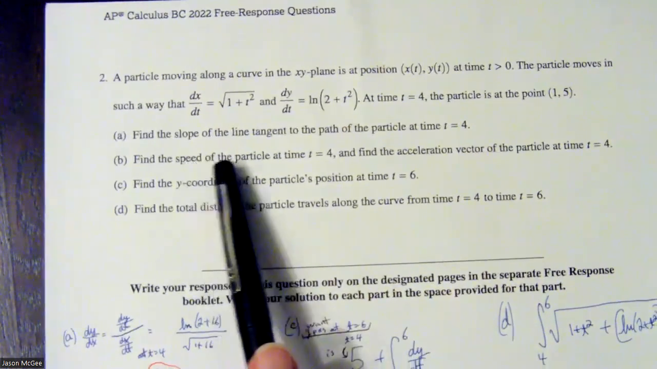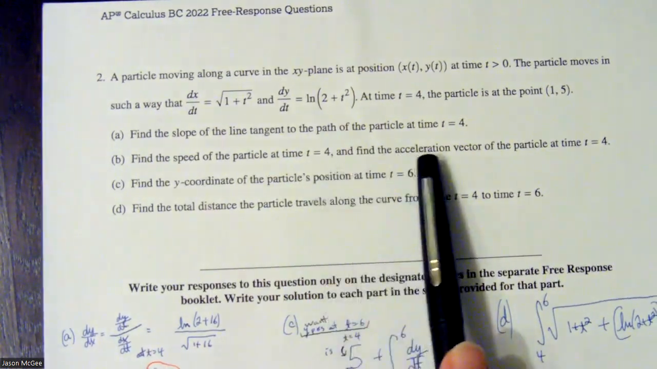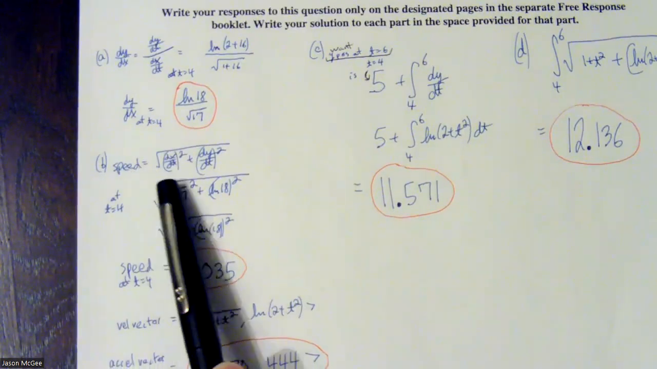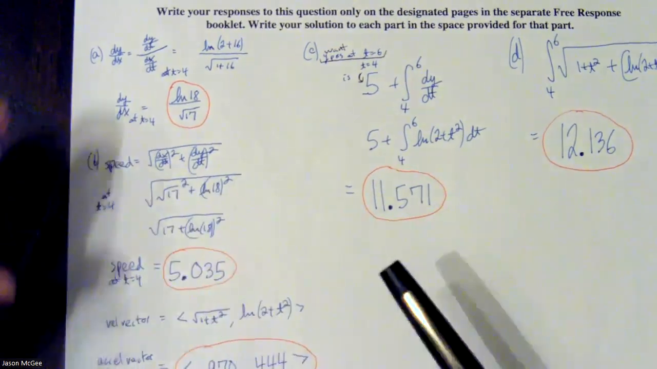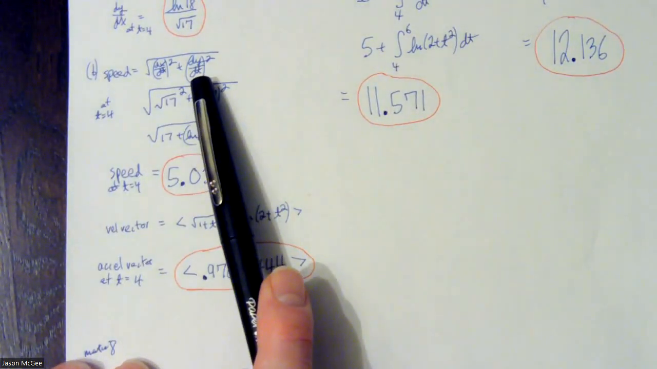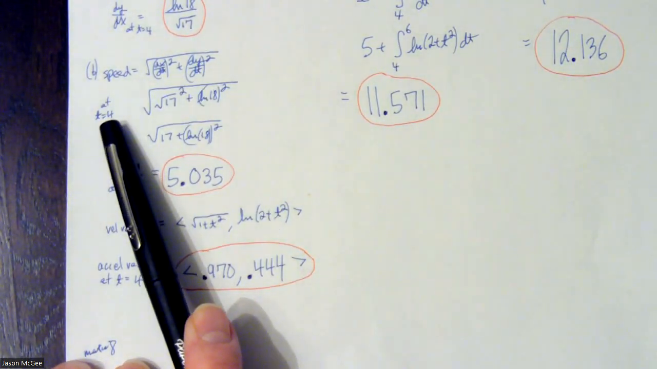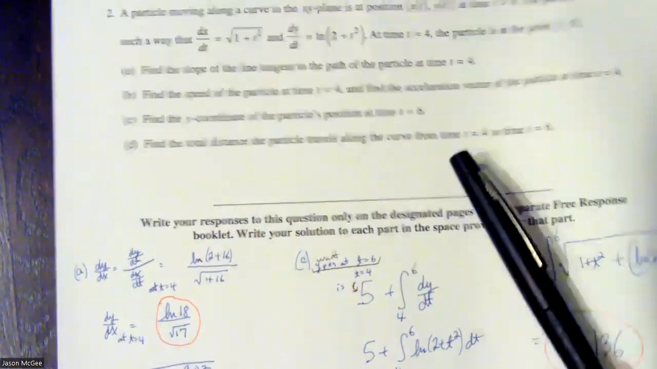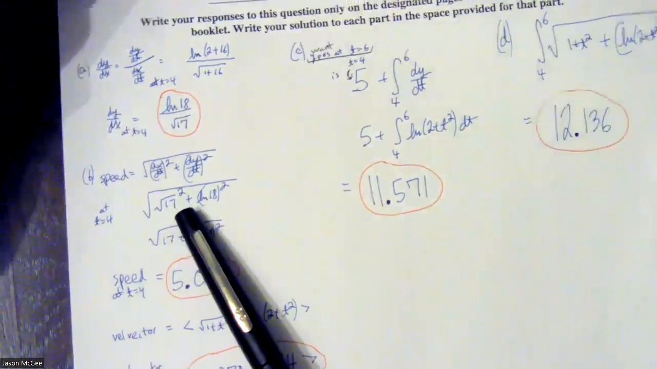Part B says find the speed of the particle at t equals 4, and then find the acceleration vector of that particle. So find the speed. Remember your speed formula on the parametric equation. That's in our blue packet. That's the square root of dx/dt squared plus dy/dt squared. And it says at t equals 4. So I'm going to take the 4, plug it into the dx/dt and the dy/dt. And that's where I'm getting my radical 17 and my ln of 18.